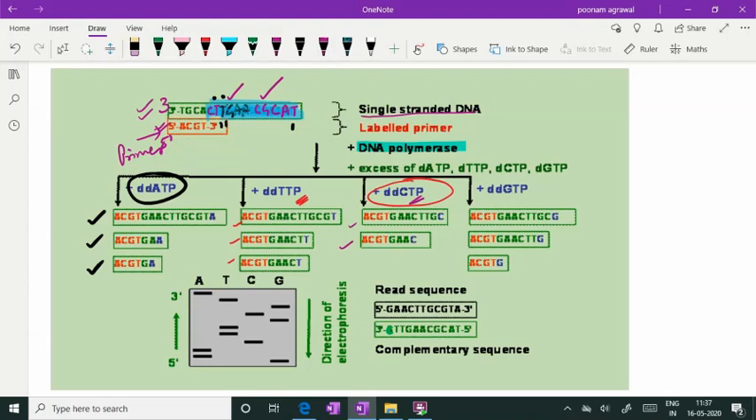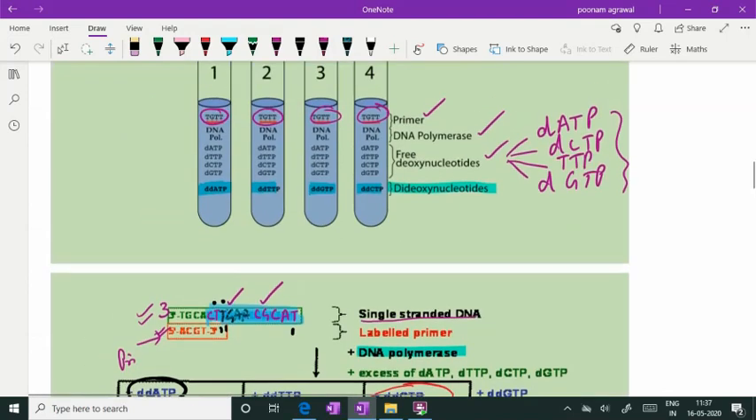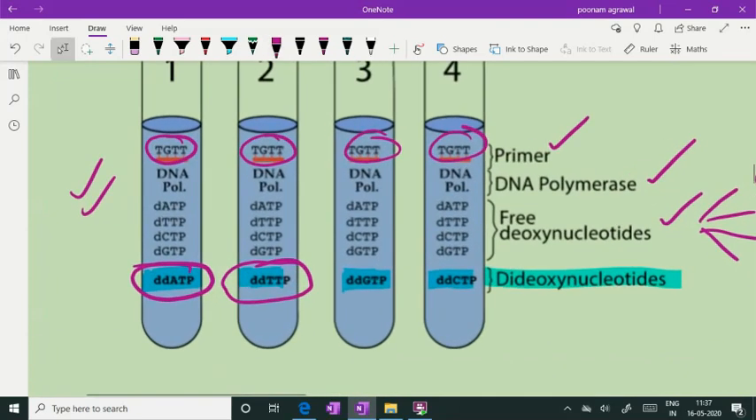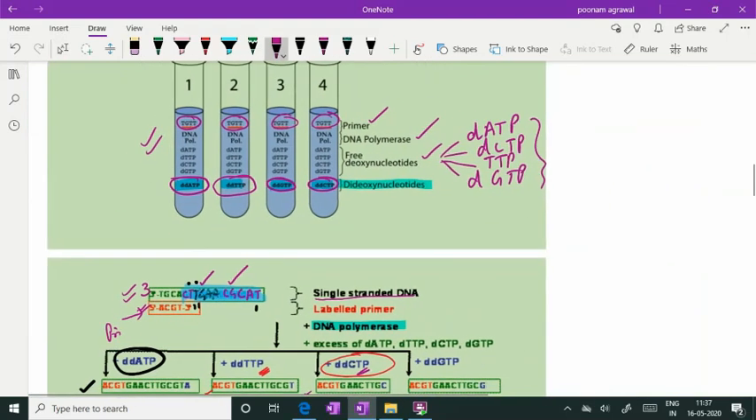In similar fashion, all the tubes will have multiple fragments, and we know that each tube is having the DNA fragment which is ending with dideoxynucleotide of this sort. This tube is having the DNA fragment ending with dideoxynucleotide of TTP variety. This tube is having all DNA fragments ending with dideoxy-GTP. This is having dideoxy-CTP. So this is how we have 4 tubes which are having diverse sets of DNA fragments which probably are differing in just one nucleotide in length.